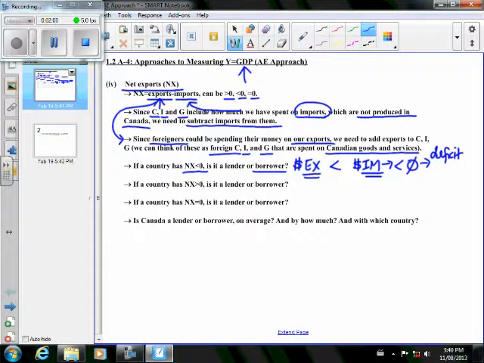In this case, we also tend to call this country as having a trade deficit. A second possibility, NX is positive, which means the amount of money that we earn from selling stuff abroad is more than the amount of money that we have to pay because we import. If that is the case, we have money left over from what we earn versus what we need to pay. We say that this country has a trade surplus.